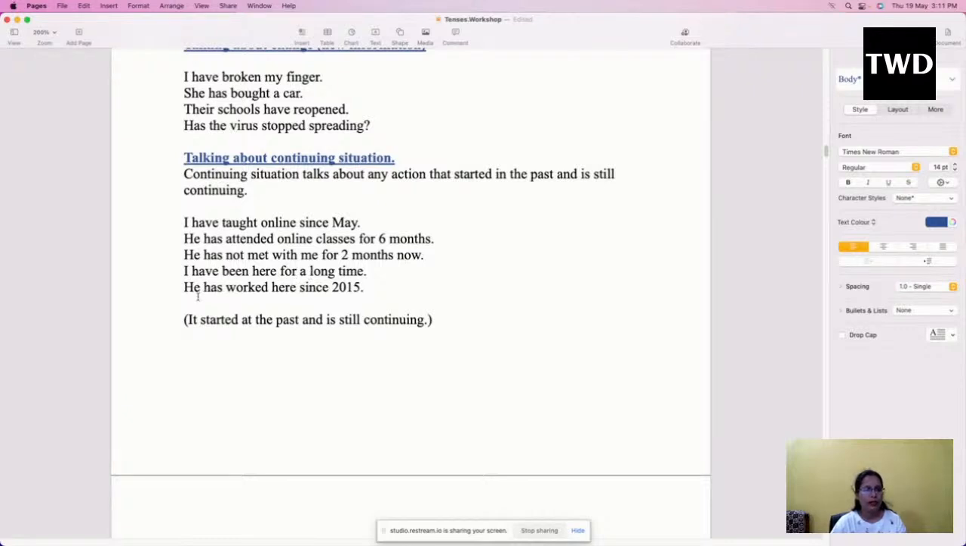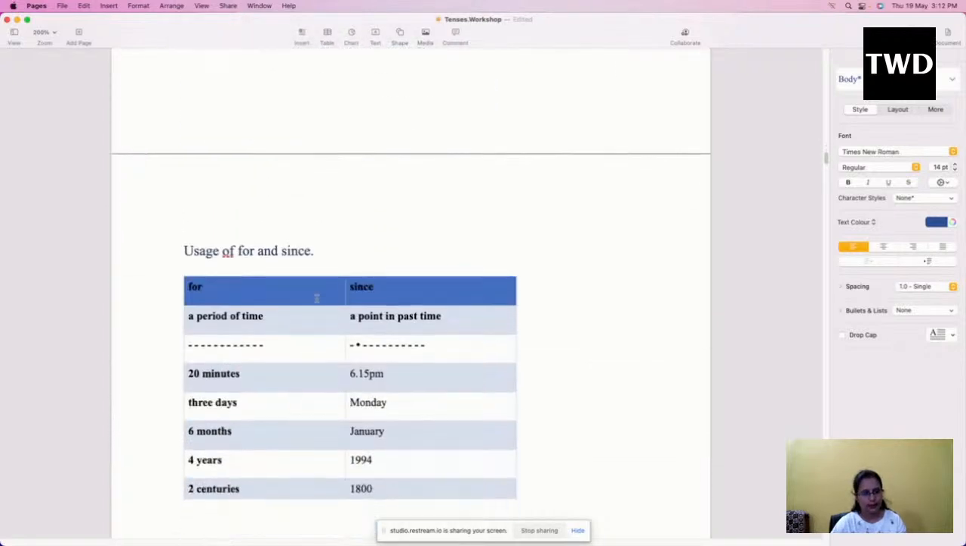And the last sentence, he has worked here since 2015. So here we are getting the exact year from when he has started working in that certain place, and that's why we are using since here. Yes, I hope you will be remembering when to use for and when to use since.